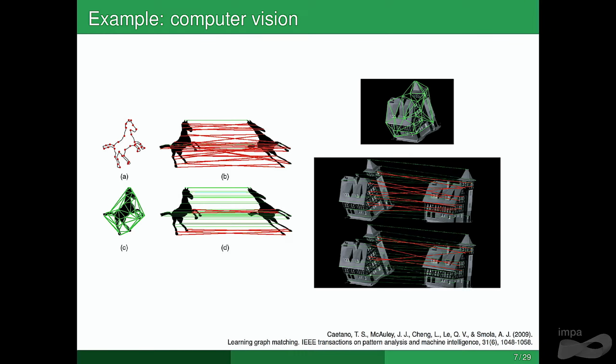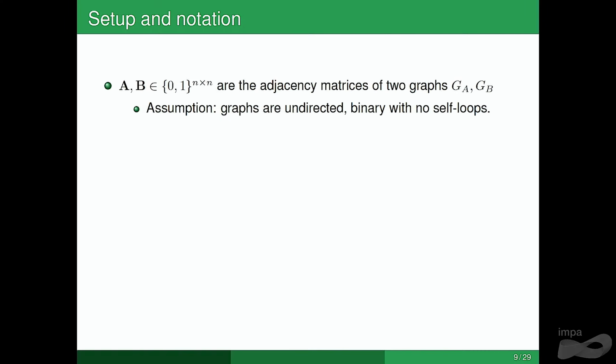Okay, so this was just sort of an introduction of the problem. Now, I already wrote the notation here. We're going to work with adjacency matrices, or matrices of size n by n. N is going to denote the number of nodes or vertices of the networks. And for simplicity, we're going to assume that the graphs are undirected, binary with no self loops.